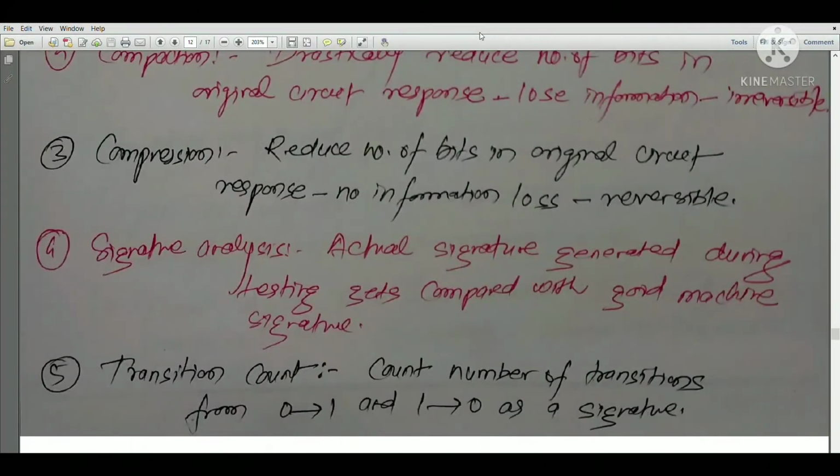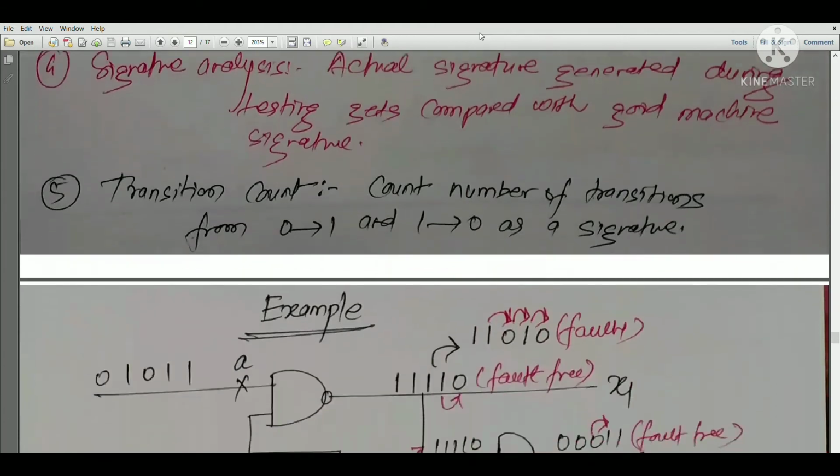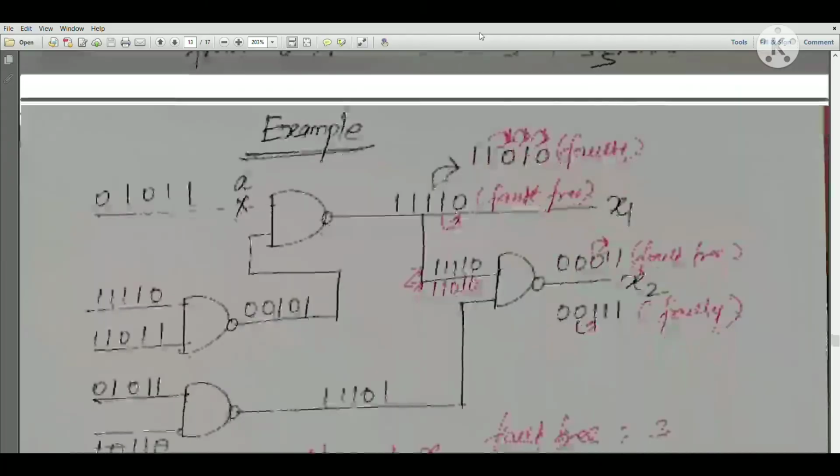Fourth one is the signature analysis. Actual signature generated during the testing gets compared with the good machine signature. This is the reference signature. Reference signature is compared with the actual signature. If this is matching, you will say the circuit is good. If it is not, then you will say the circuit is faulty. Fifth is the transition count. Count the number of transitions. This is the method: count the number of transitions from 0 to 1 and 1 to 0 as a signature. Now we'll see the example.